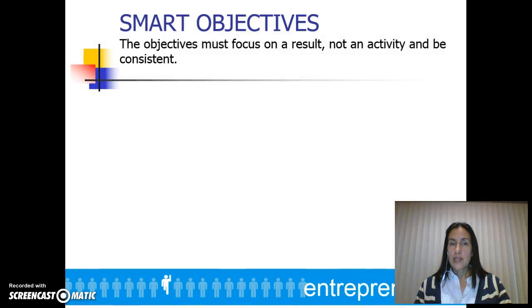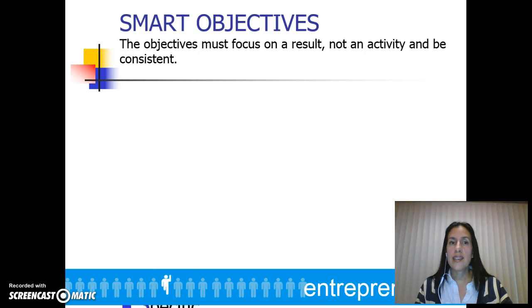Talking about SMART objectives, it means that when you write them, you have to be very specific. You have to be able to know, when you read an objective, what you have to do. So they have to focus on a result. Like I told you, if you say that you want to be the company number one, it's going to be hard for your employees and for you to know how to get to that point and be number one. So focus on a result. It would be better to say that you want to increase your sales this year by 20%. That's a result and not an activity. So you have to be consistent, and that's why we call them SMART objectives.